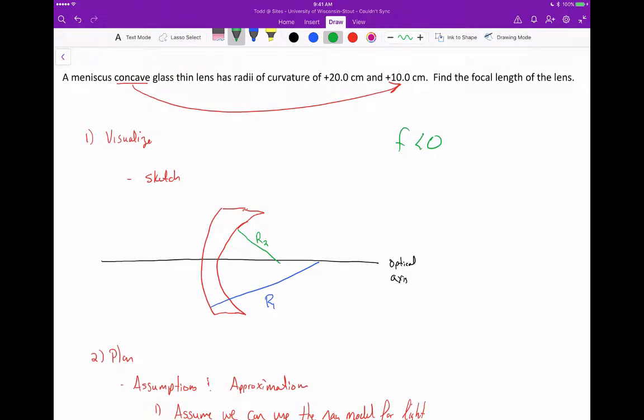So go ahead and sketch this. Now, the convention is that light always arrives from left heading towards the right. So R1 is going to be the leftmost surface, R2 the rightmost surface. And because both of these are convex to the left, in other words, they're curving such that their centers are rightward, both of these radii will be positive numbers.